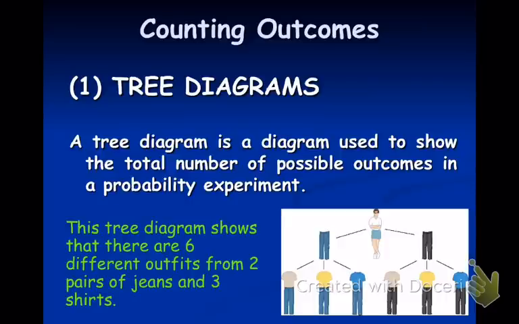It shows, in this case, the number of different outfits someone can pick from, having 2 color pairs of jeans and 3 color shirts. Looking at the blue jeans, it splits off, so 2 sides, blue on one side, black on the other side, and then from there it splits off 3 more times for the different color shirts. So in this case, there are a total of 6 combinations for this person to pick an outfit from 2 pairs of jeans and 3 shirts.